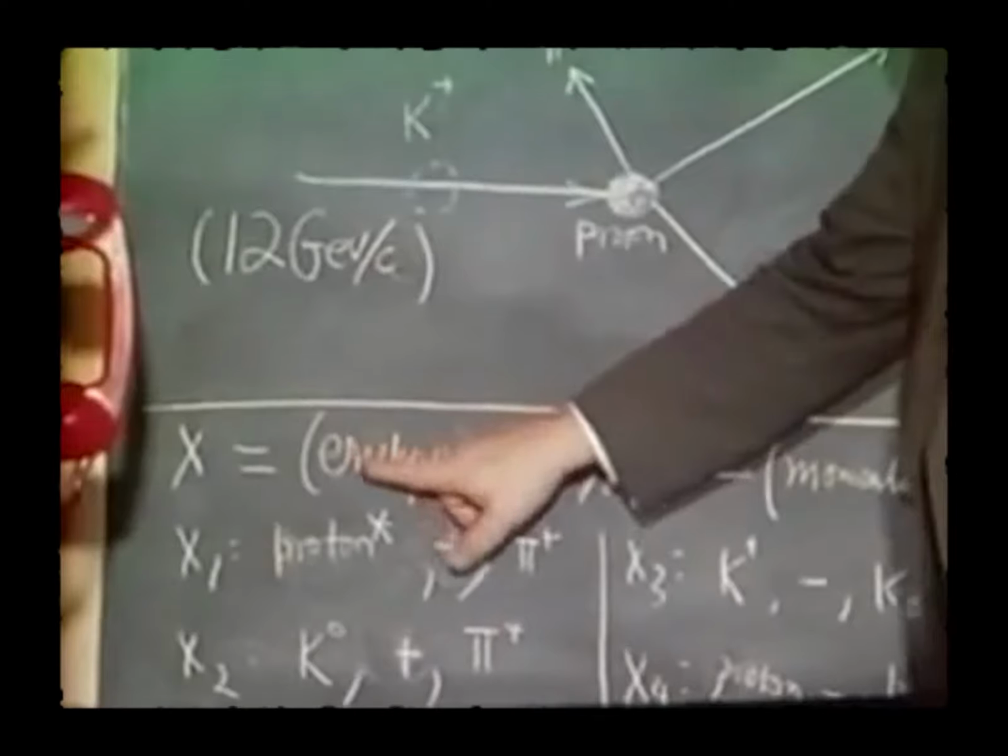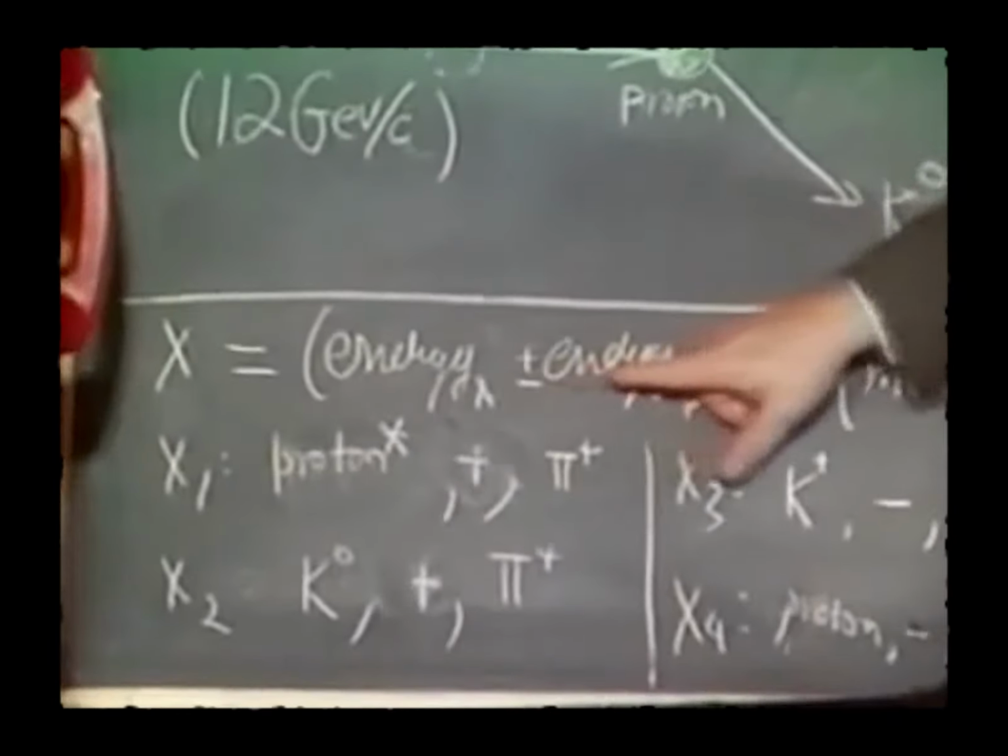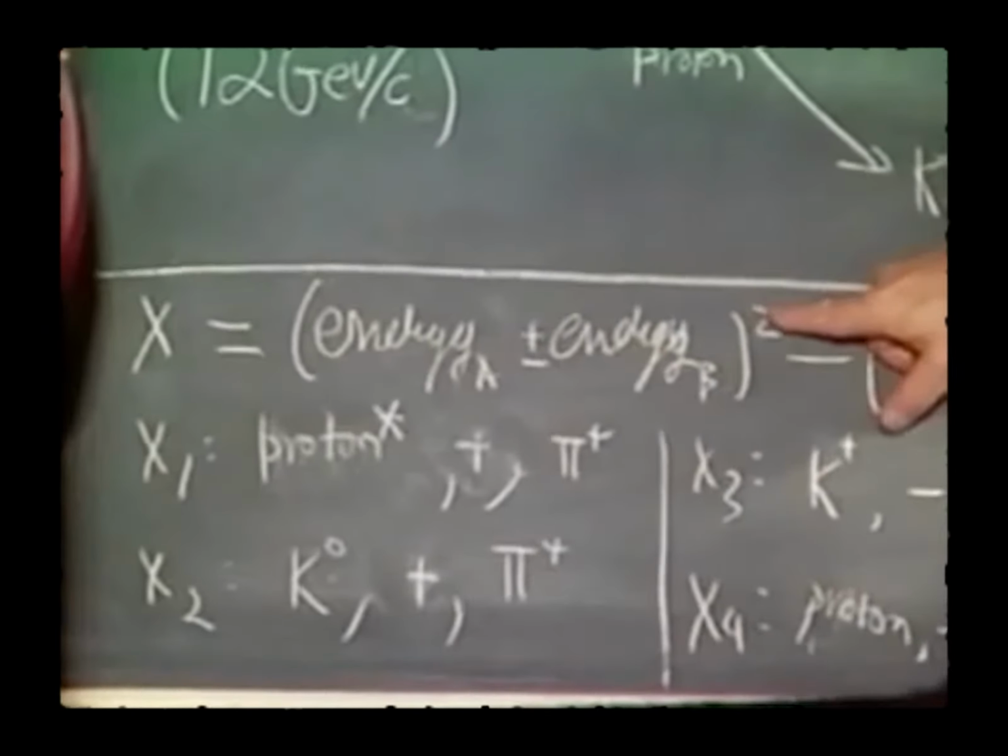The particular 4 coordinates that we will use in the beginning of the display are all of the form the energy of one particle plus or minus the energy of another squared, minus a corresponding expression in the momenta where the square is to be taken as a dot product.